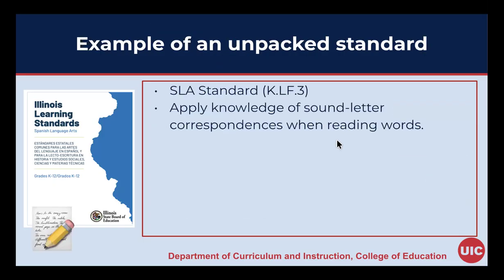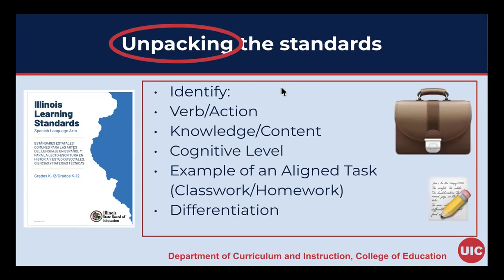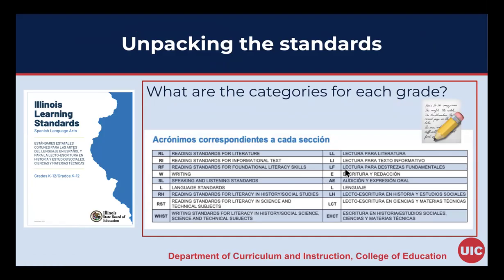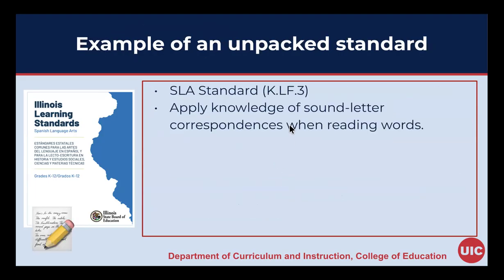So I'm going to give you an example of an unpacked standard. This one is Kinder fluency. So Kinder LF.3 is how we would refer to it. The LF comes from lectura for foundational literacy skills, which is the one that we're looking at. And this standard is: apply knowledge of sound-letter correspondence when reading words. That's what the standard is from the document.